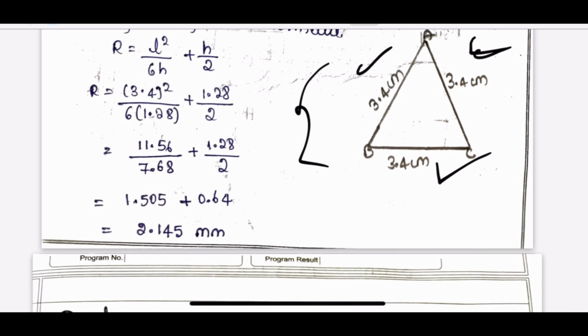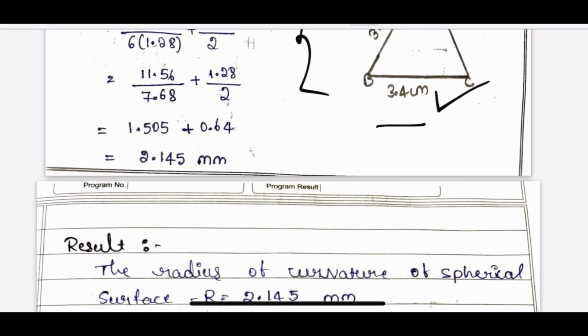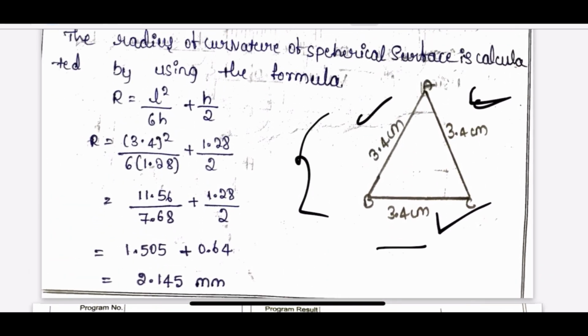You have to take the mean of these three. Again we get the same value, 3.4, and that is the length. This length is in centimeter. We have to convert it into meter and do the simplification. Then divide by 6h, that is 6 into the mean h value, plus h by 2.